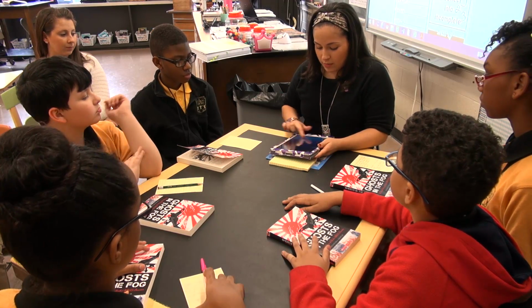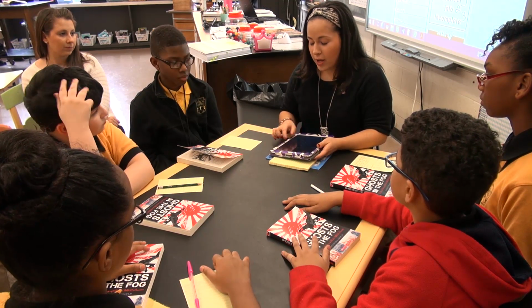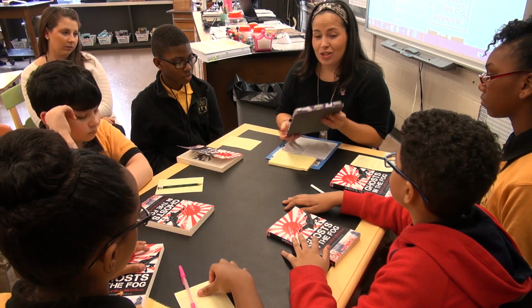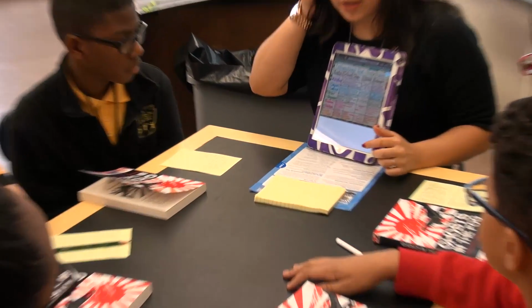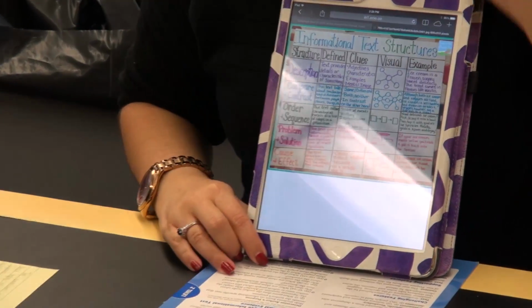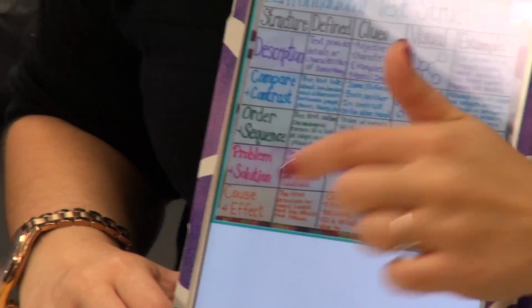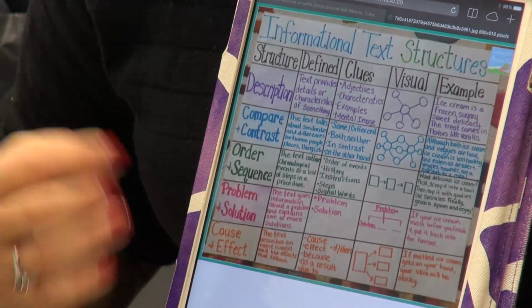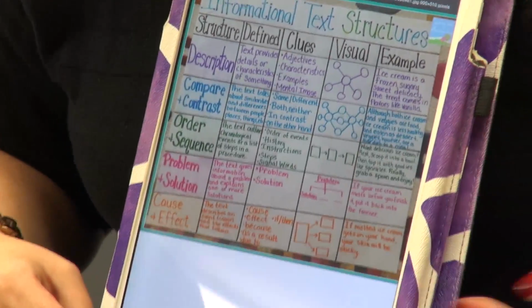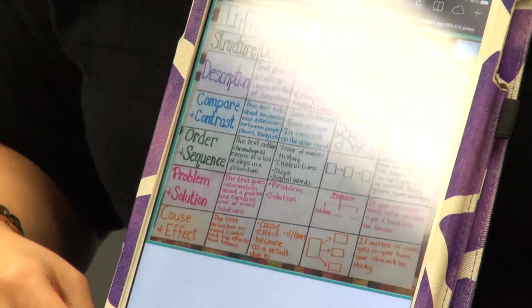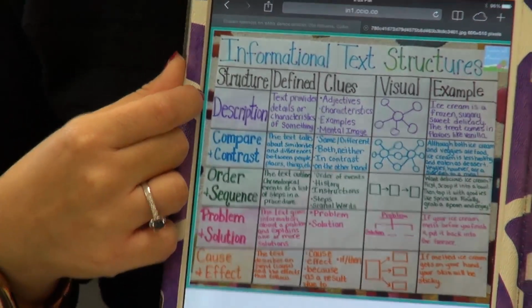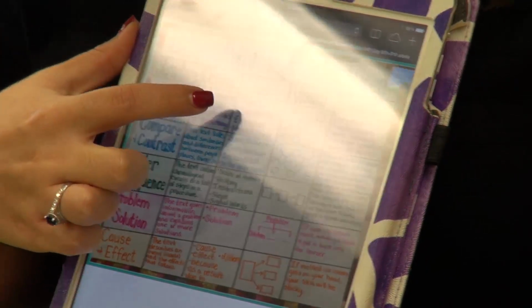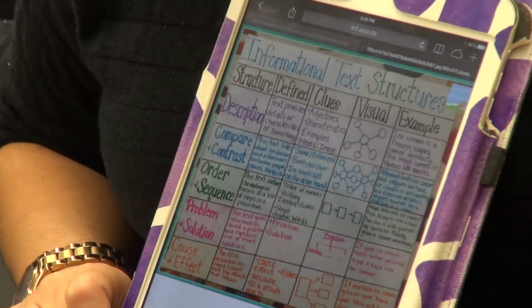So the reason why we're meeting today is we're going to talk about your novel's text structure. Okay, and I have this here. Authors write novels using different structures, okay? And here are the different examples of how they can write. This is basically how the author decides to organize the writing. He or she might organize it by providing descriptions, and we would see things like adjectives and different characteristics and examples.